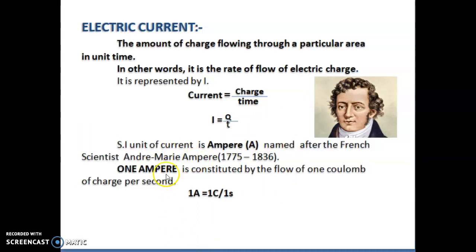1 ampere. 1 ampere is constituted by the flow of 1 coulomb of charge per second. You know that the SI unit of current is ampere, the SI unit of charge is coulomb, and the SI unit of time is second. So 1 ampere is equal to 1 coulomb upon 1 second.